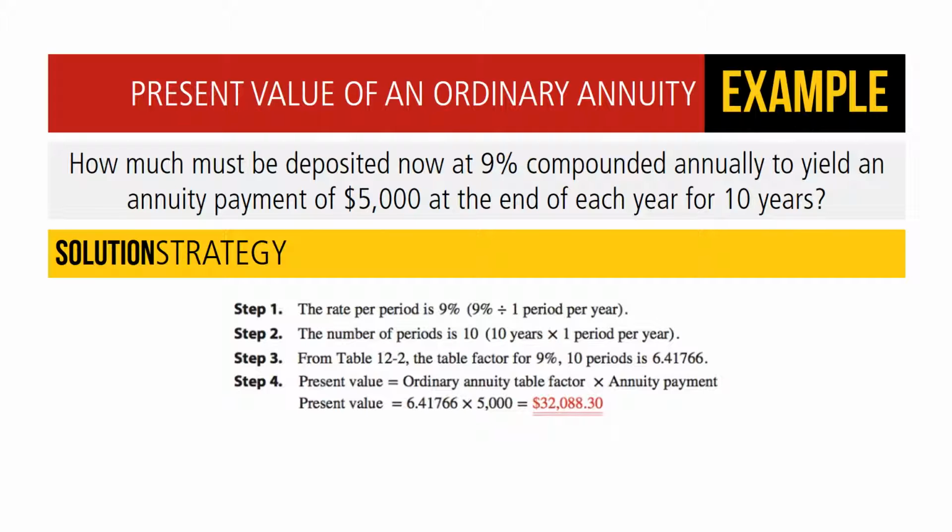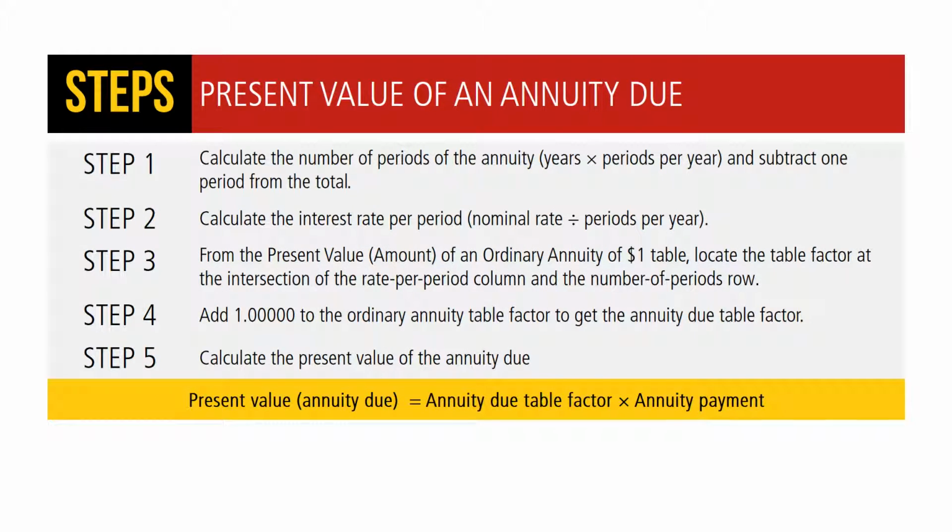Step 3. From table 12.2 in your text, the table factor for 9%, 10 periods, is 6.41766. So, present value equals 6.41766 times 5,000, which equals $32,088.30.